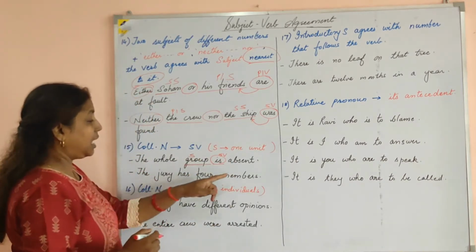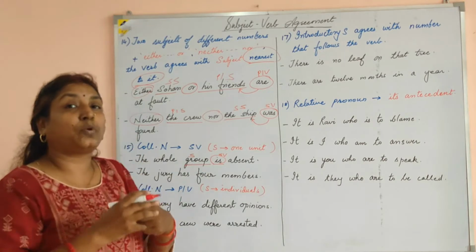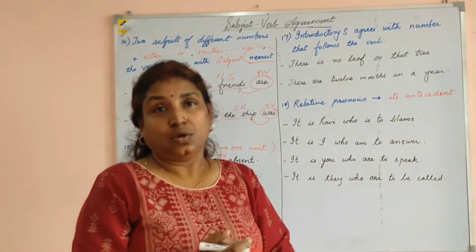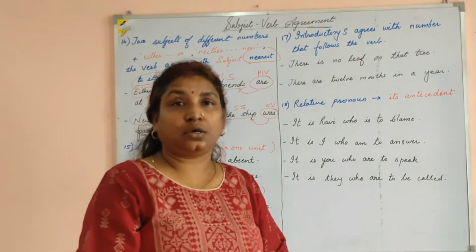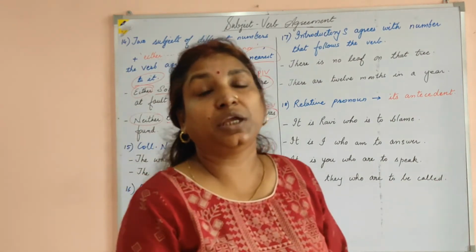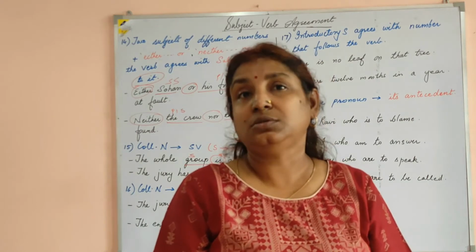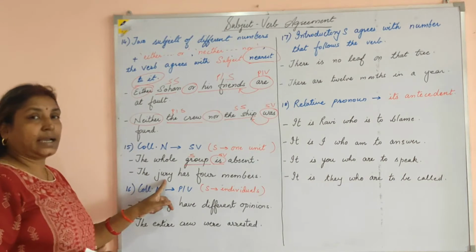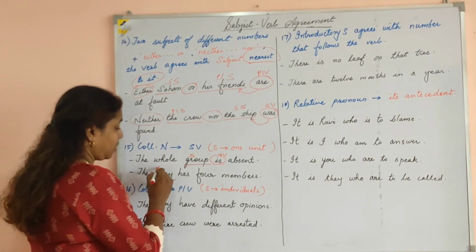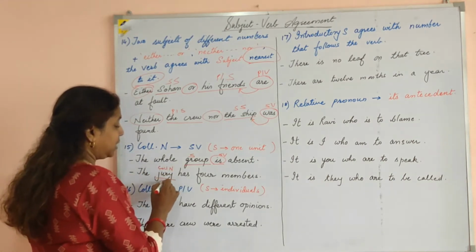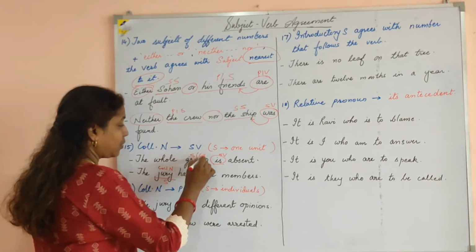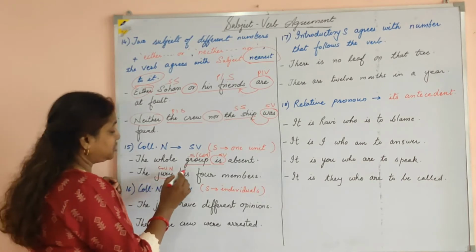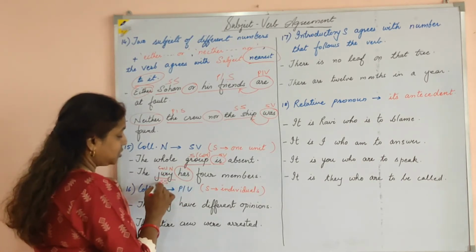Same way, the jury has 4 members. Jury means a group of judges. When a number of judges come together and help the main judge in taking the decision, that whole group is called a jury. So jury is a collective noun acting as a subject. So it's a singular subject, singular verb.